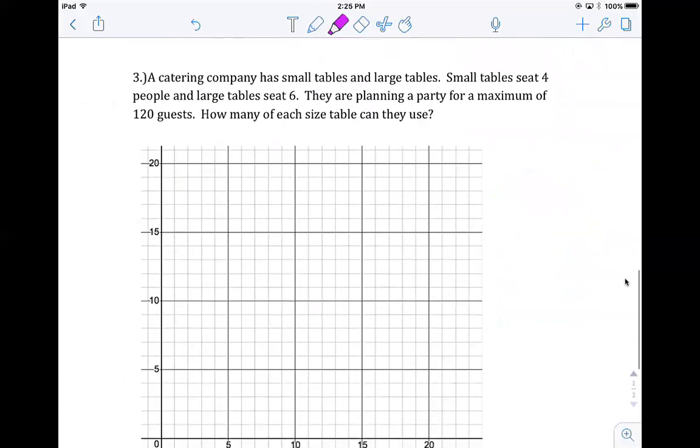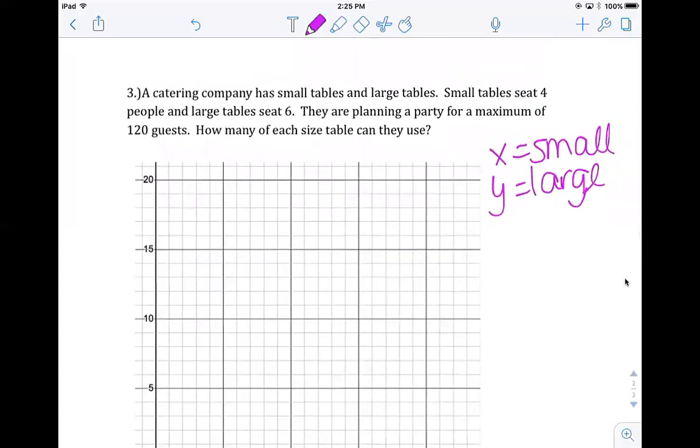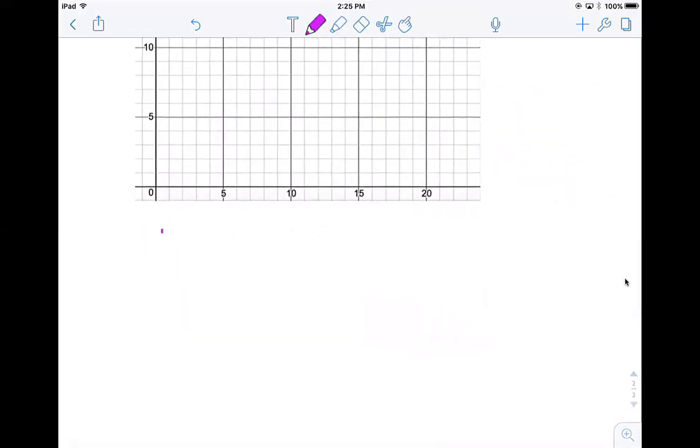Looking at the last problem, a catering company has small tables and large tables. Small tables seat 4 people and large tables seat 6. They're planning a party for a maximum of 120 guests. So again, let's start by saying, let's make x be our small tables, and y is our large. And we want to set up our inequality. So we know that the small tables are 4 people and large tables are 6. So we are going to have 4x plus 6y.